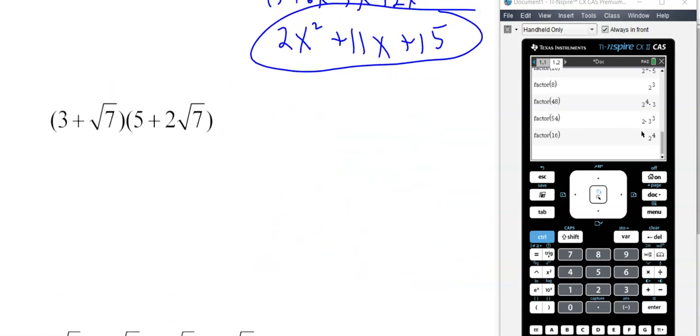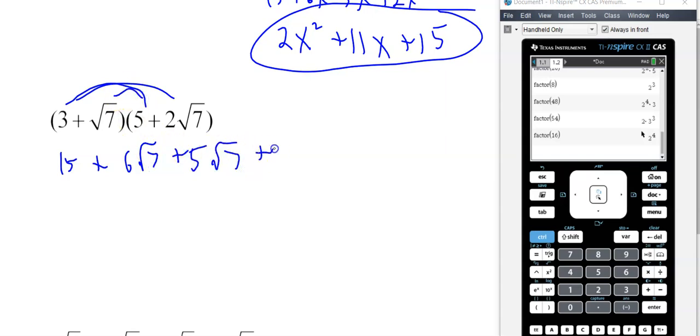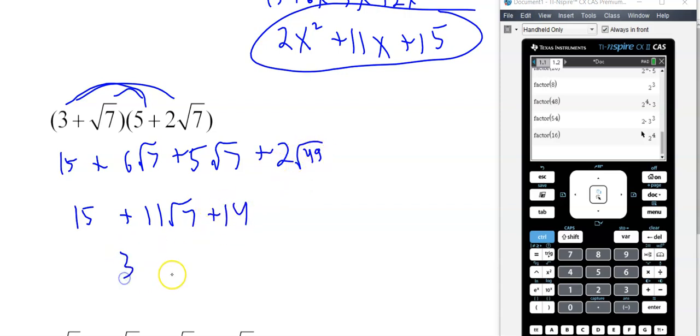So with radicals, it's not that much more difficult, but it is a little bit more work. So 3 times 5 is 15. Plus outside would be 6 root 7 plus 5 root 7 plus 2 times the square root of 49. I'll simplify that in a minute. So it's going to be 15 plus 11 root 7. And 2 times 7 is 14. So maybe 29 plus 11 root 7.